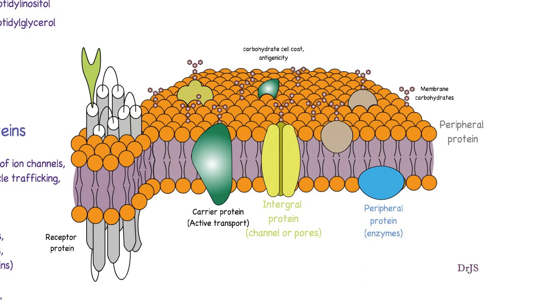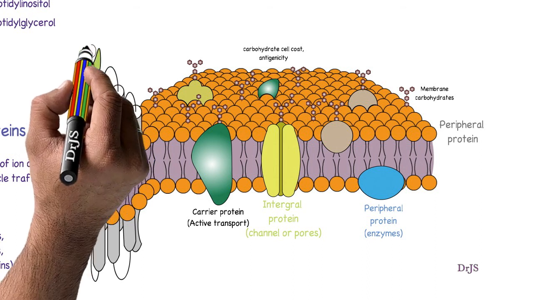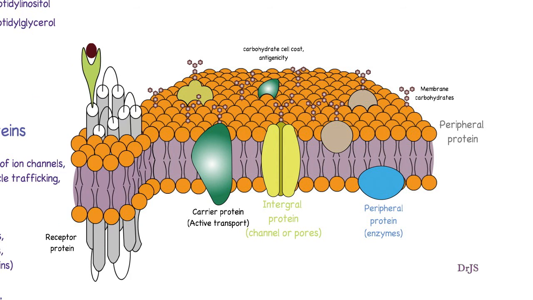Integral membrane proteins can also serve as receptors for water-soluble chemicals, such as peptide hormones, that do not easily penetrate the cell membrane. Dear viewer, this is all about the cell membrane.